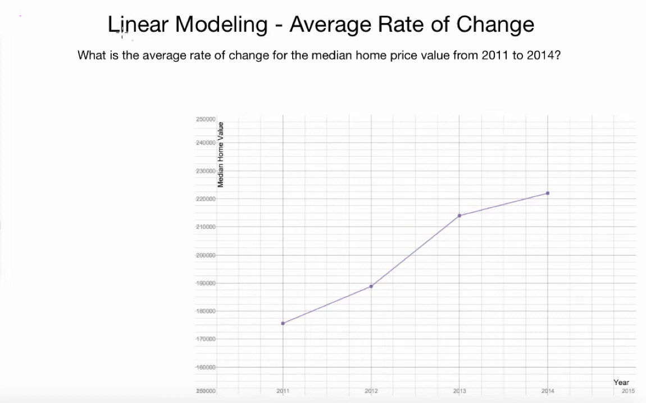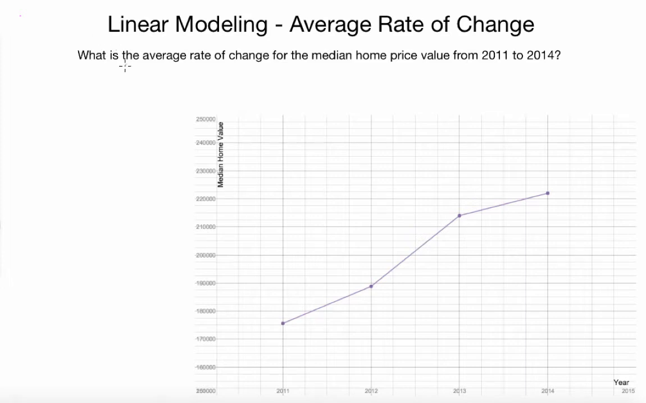So here we have a graph showing the median home price value over 2011 to 2014. You can see it sort of follows a linear trend, right? 2013 had more of an increase, then it kind of tapered off a little bit. But it gives us something where maybe we say, hey, let's come up with a linear equation, or let's try and use some linear modeling to understand what's going on with median home price values.